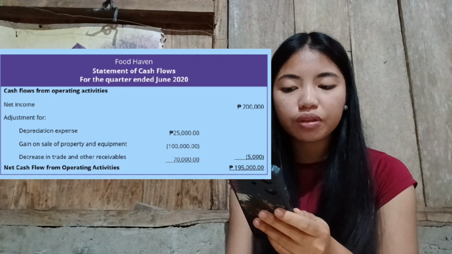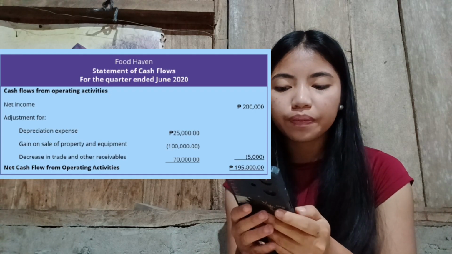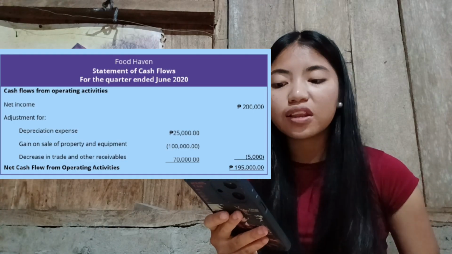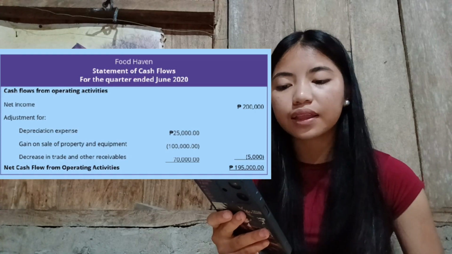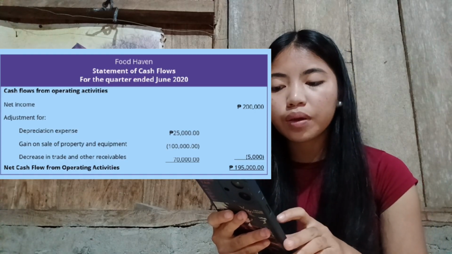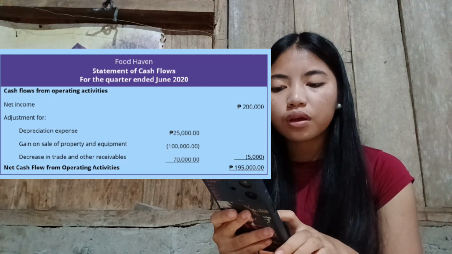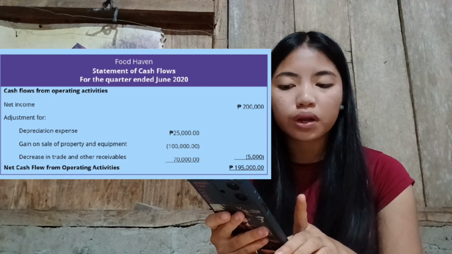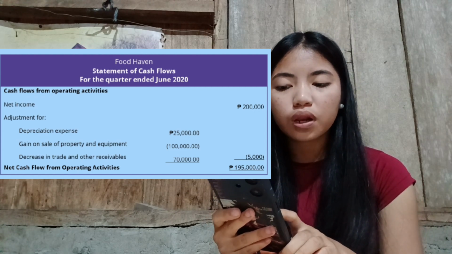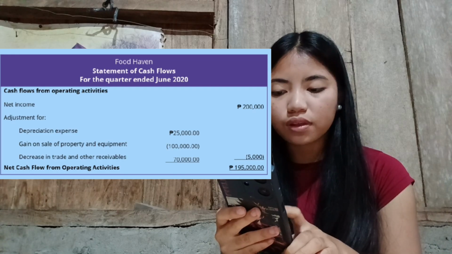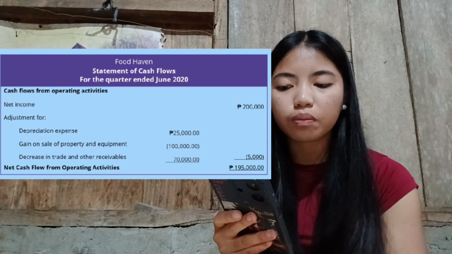Then, sunod, i-subtract nato ang gain on sale of property and equipment, which is ang 100,000 pesos. So, nganong i-subtract man ni nato? The gain increased net income, but it is not an operating activity. So, dili ni siya operating activity. Nabilong ni siya sa investing activities. So, i-remove ni nato from operating cash flows. So, running total, 225,000 minus 100,000 equals 125,000 pesos.